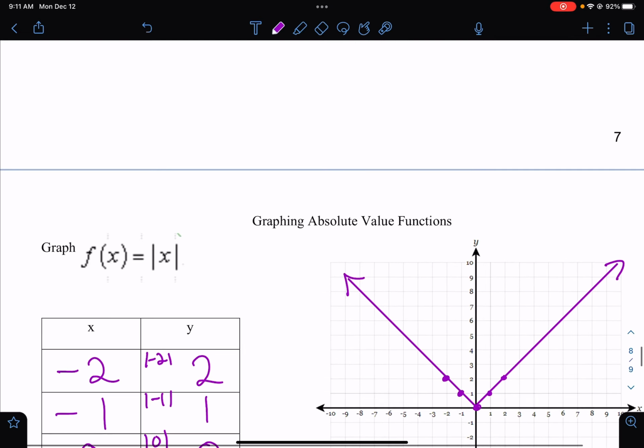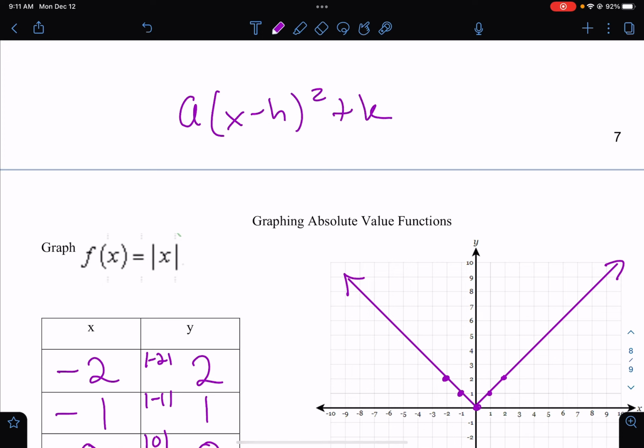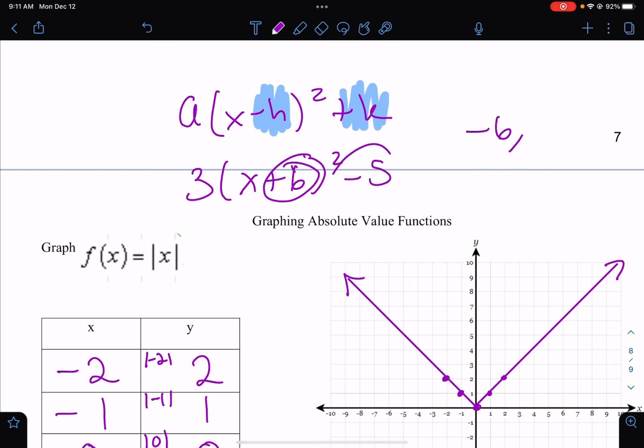If you recall, with quadratic functions, we have a(x - h)² + k. And we find the vertex, right? We find the vertex by taking this guy, switching his sign, and keeping the sign of this. So for example, to find the vertex of this quadratic, we'd switch the sign of the 6, keep the sign of the 5, and our vertex would be at (-6, -5), okay? So that's what we did before.